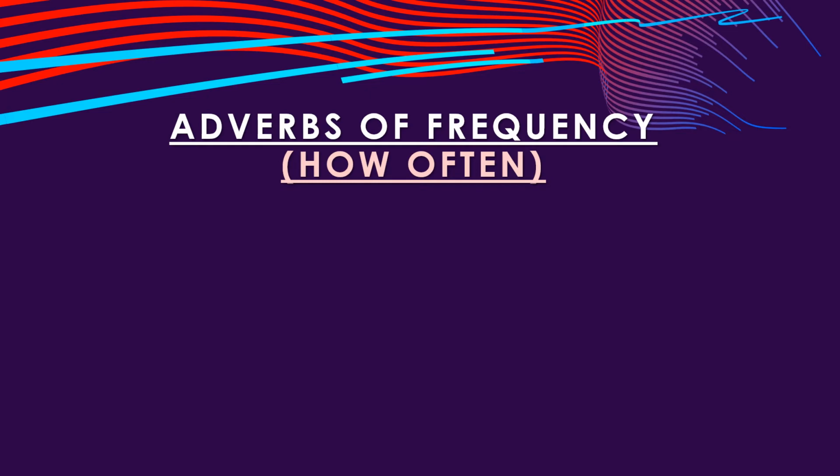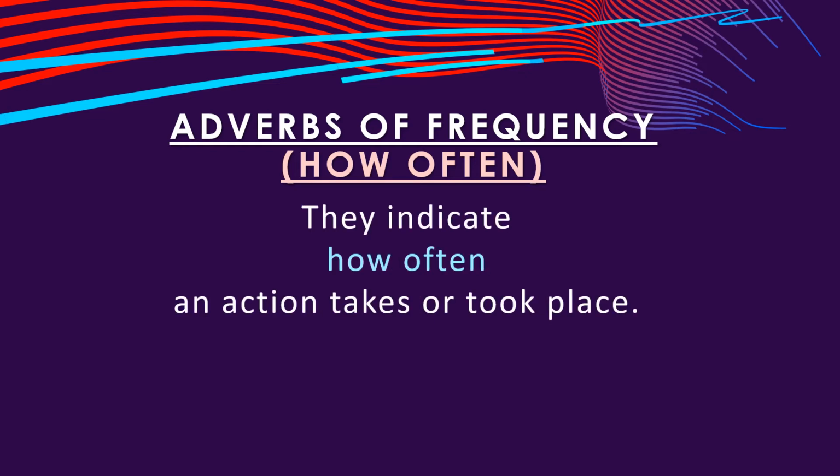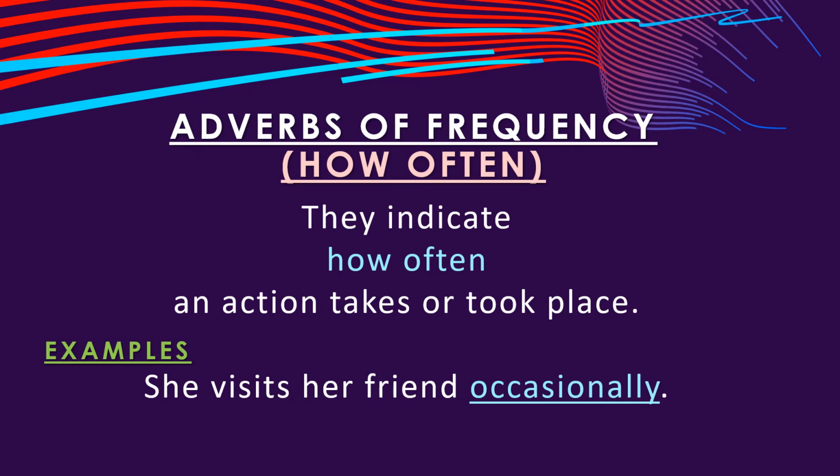The next one is adverbs of frequency. These adverbs answer the question how often. They tell us how often the work is done or was done. So they indicate how often an action takes place or took place. Let us take examples to understand better. She visits her friend occasionally.